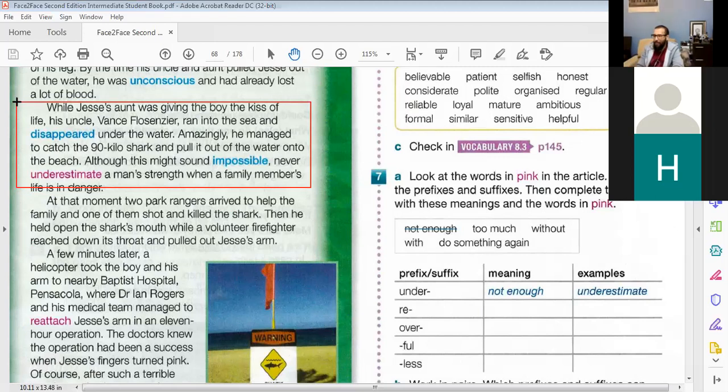How they killed the shark, and I think... Because they're talking about pulling a shark out of the water as if the shark is a cat or a puppy or something. And so I don't know.